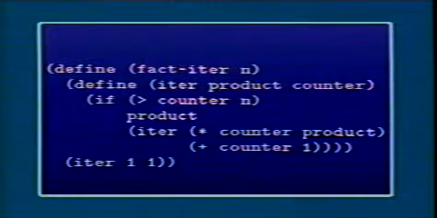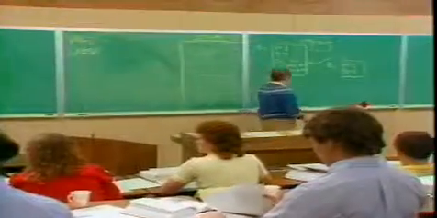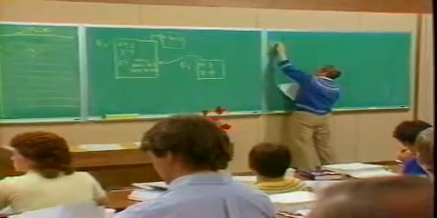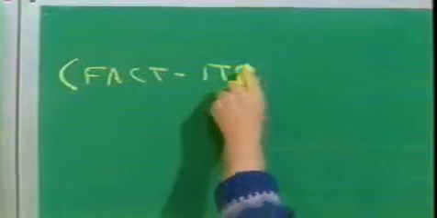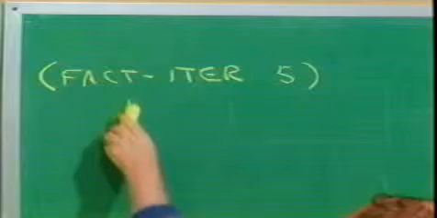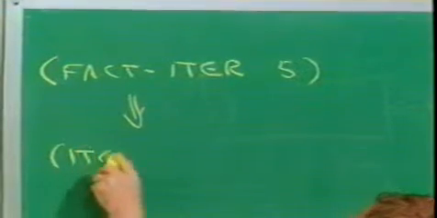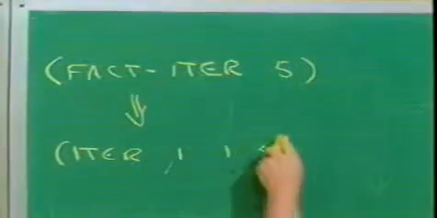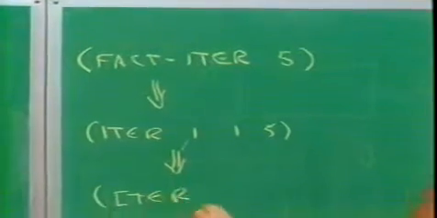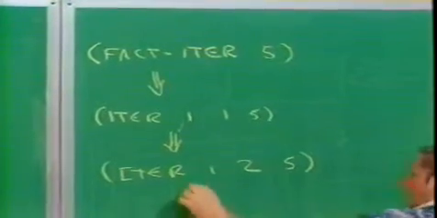Right? And what we wrote, remember, are things like, we said, fact iter of 5. We wrote things like reduces to iter of 1 and 1 and 5, which reduces to iter of 1 and 2 and 5, and so on, and so on, and so on.